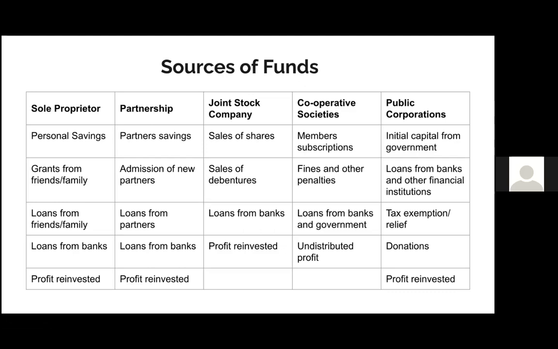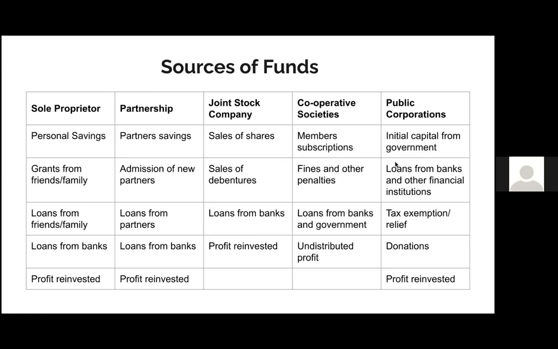Joint stock company, though, is similar to the others, but also has its own differences. A key difference, especially for the public limited liability companies, is that the way it gets its funds is by selling shares. Another way would be selling debentures. And like the others, they get loans from banks or reinvest the profit.